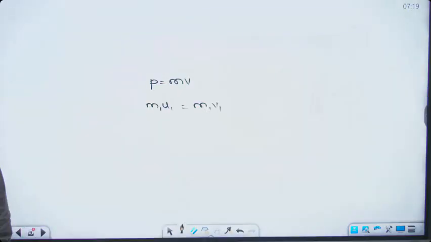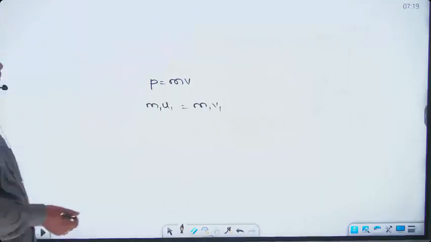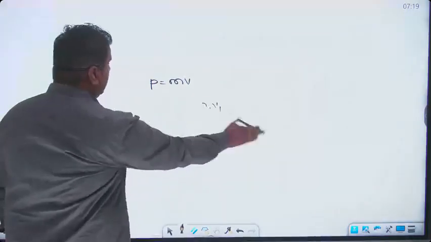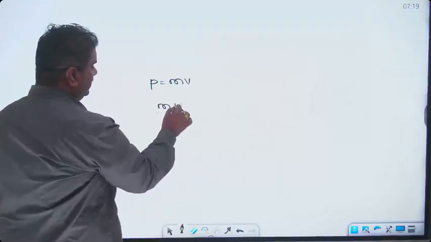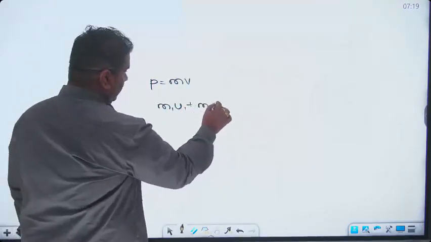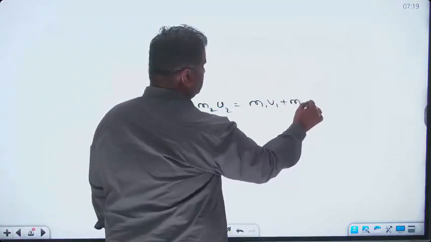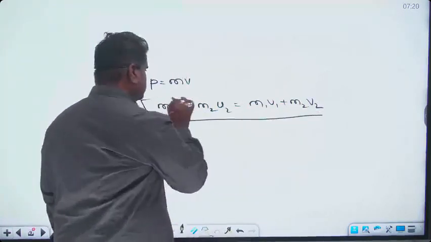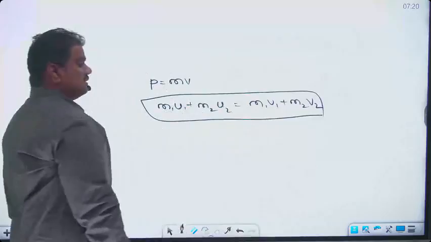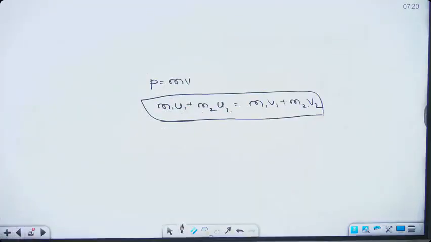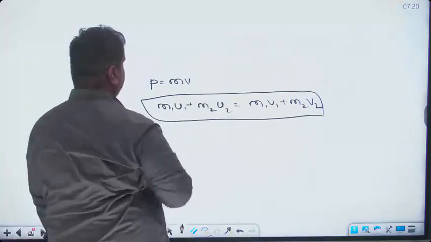When taking one object, you write m1 u1 equal to m1 v1. Or else, if you are taking two different objects, then in that case we write m1 u1 plus m2 u2 equal to m1 v1 plus m2 v2. Now this is what is known as the law of conservation of momentum. Momentum before and momentum after will always be equal. So the principle of a rocket is based on the law of conservation of momentum.